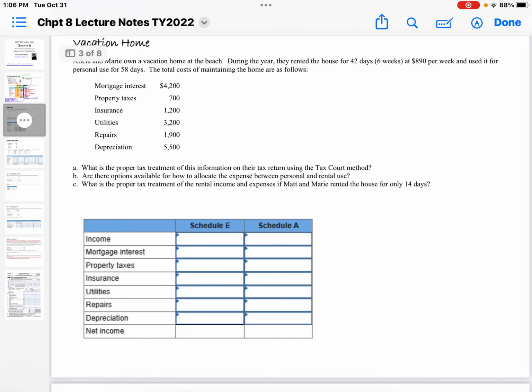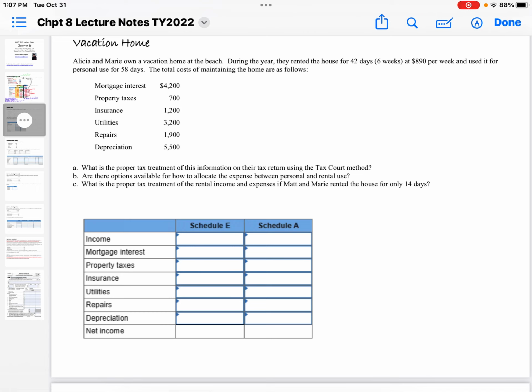Okay, this next one is vacation homes. So we have two individuals, they own a vacation home. During the year, they rented it for 6 weeks, and then they also used it for a little bit more than that. Here is the breakdown of what they have.